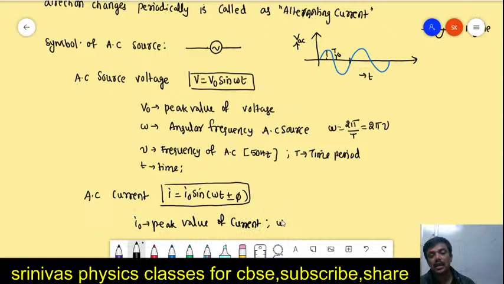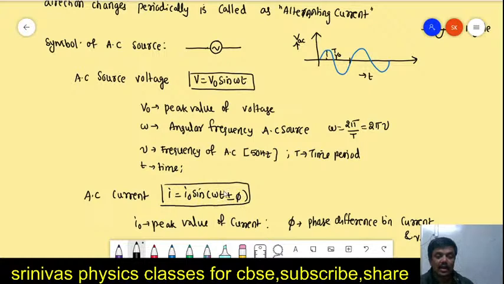Omega is the angular frequency, t is the time, and phi is the phase difference between current and voltage. Phase means angle only. This omega t is the voltage angle. Omega t plus phi is the current angle. The angle difference, omega t plus phi minus omega t, that phi is the phase difference between the current and voltage.